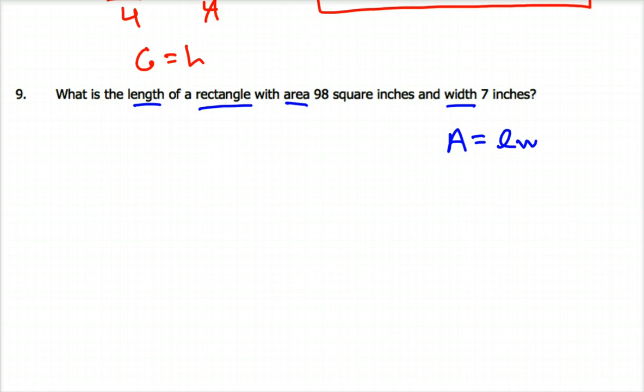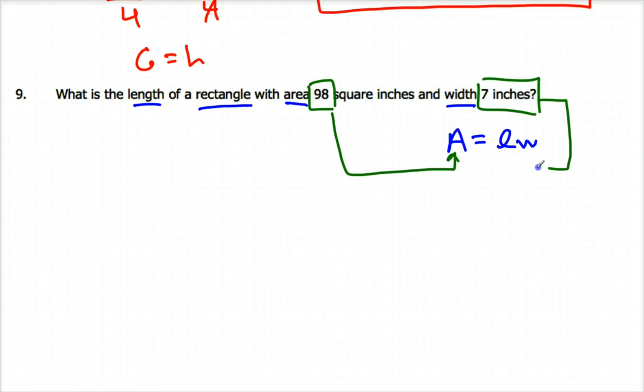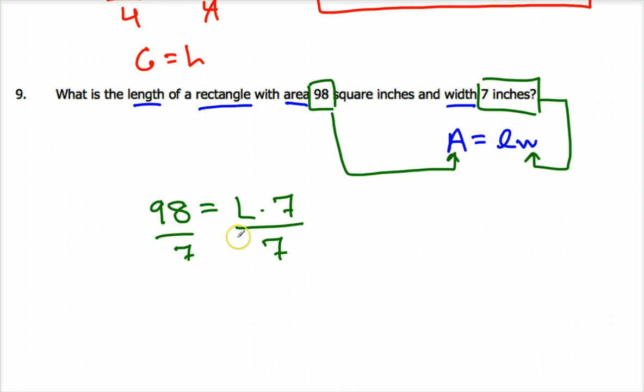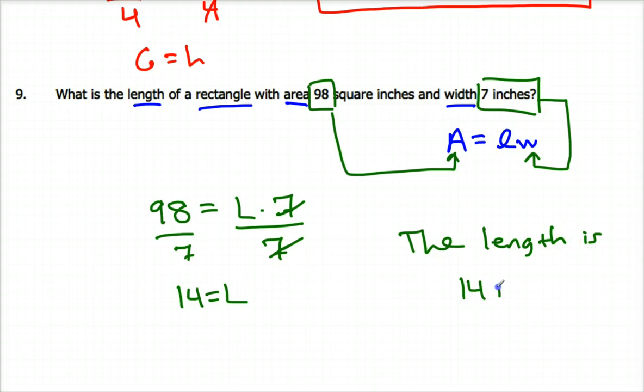And so for this one, I'm given two things. I'm given the area. I know the area is 98 square inches. And I'm given the width, which is 7 inches. And I just need to find the length. So I'm going to set up my equation as 98 equals L times 7. And if I just divide both sides by 7, that's going to give me the length. 98 divided by 7 is 14. And so that means the length of this rectangle is 14 inches.